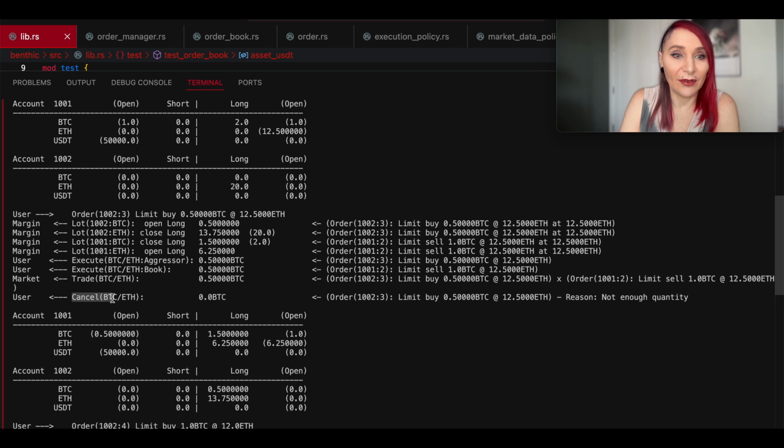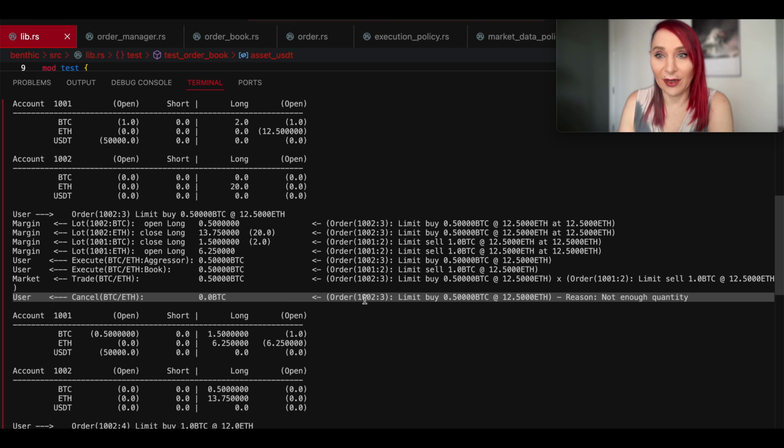And then the order of user 2 is being cancelled afterwards. So for this order, the remaining quantity is cancelled because the remaining quantity is 0. We could just not print this line because 0 is the actual reason why it's cancelled, right? We don't place on the book 0 quantity.